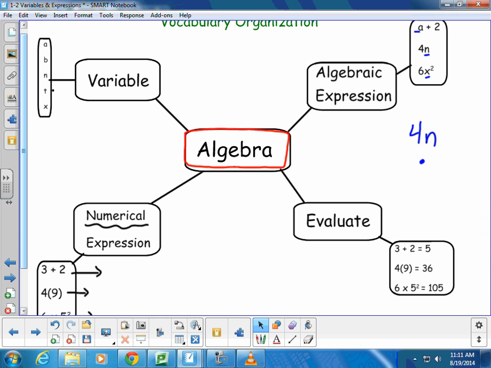Okay, so this is a nice little web to get some vocabulary, organization, and understand what each thing is called, so that you can use the language appropriately while you talk to your partner, while you talk to me, while you explain it to somebody else. It's always best to be using the right language and doing your best to understand what's going on.